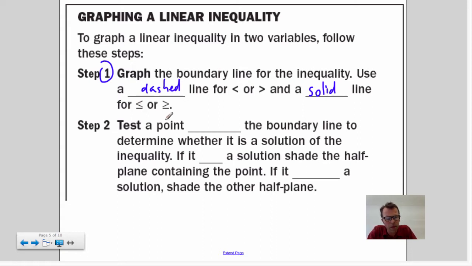Fancy. And then we test a point that is not on the boundary line. We can't use the boundary line because we already know it's either less than or equal to. We test to determine whether it is a solution of the inequality. If it is a solution, then we shade the half plane containing the point. And if it is not a solution, shade the other half plane.